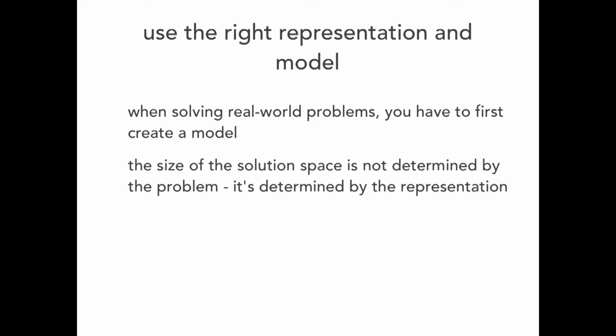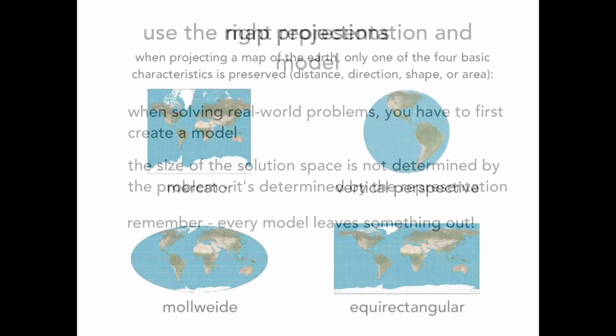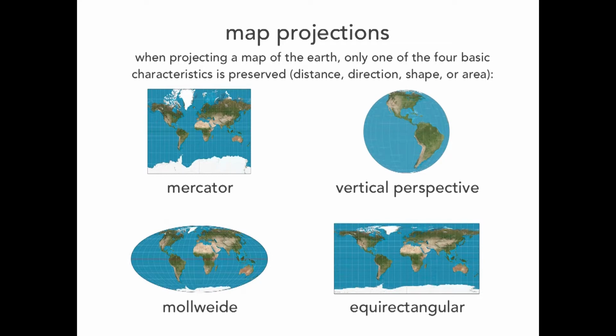Now, it's interesting that the size of the solution space, in other words, the realm of possible solutions, is really not determined by the problem. In fact, it's determined by the representation we place on that problem. And the thing to remember by this is every single model leaves something out. So the best way to think about this is, of course, map projections. So when projecting a map of the Earth, for example, only one of the 4 basic characteristics is preserved. In other words, distance, direction, shape, or area.